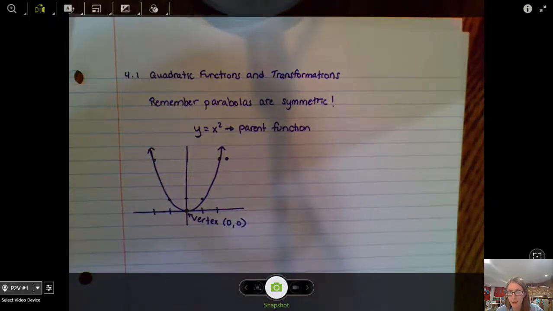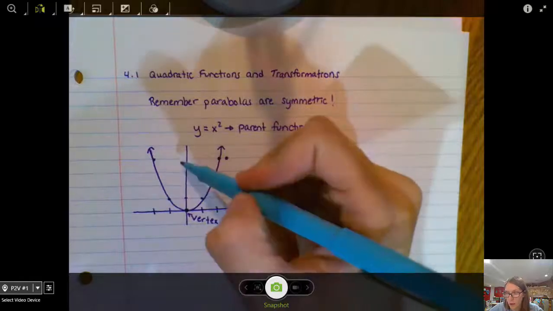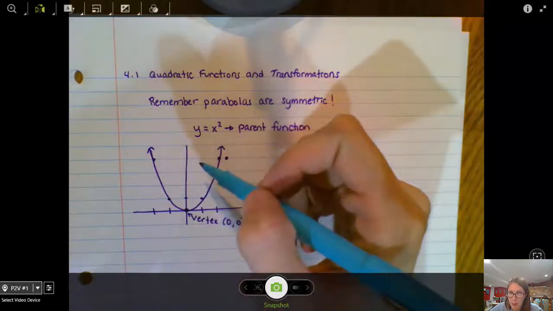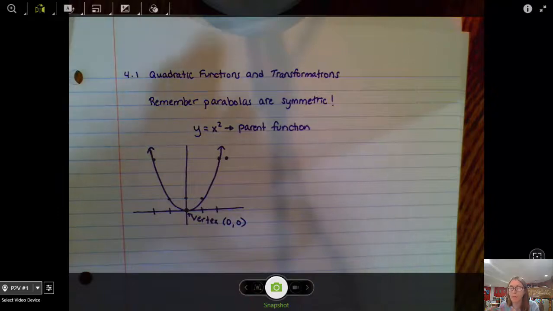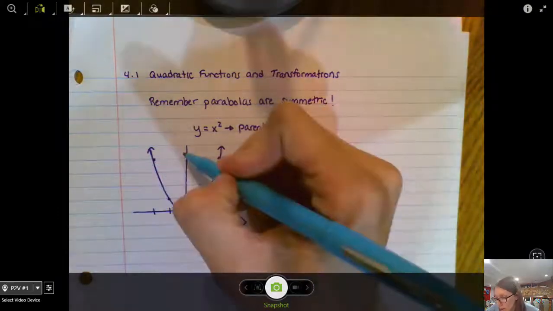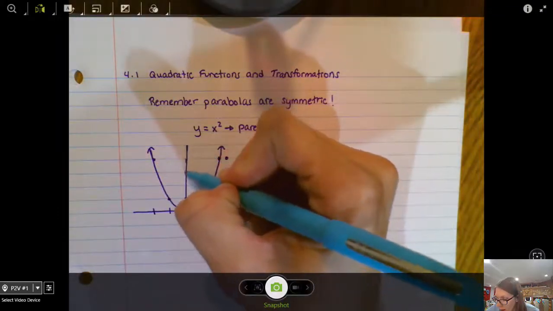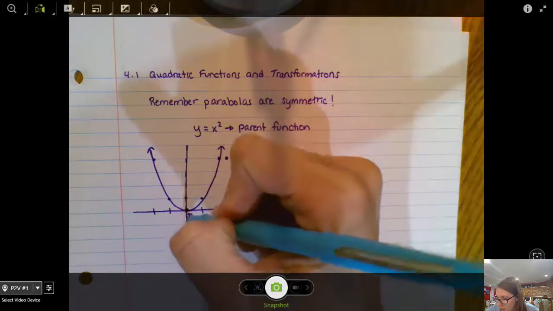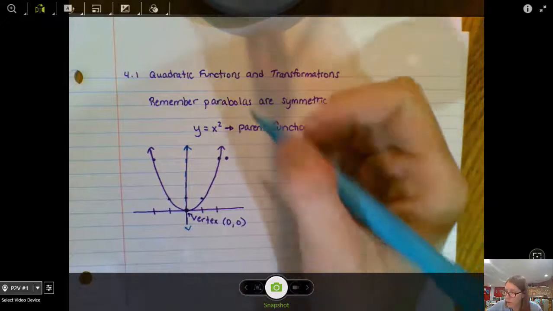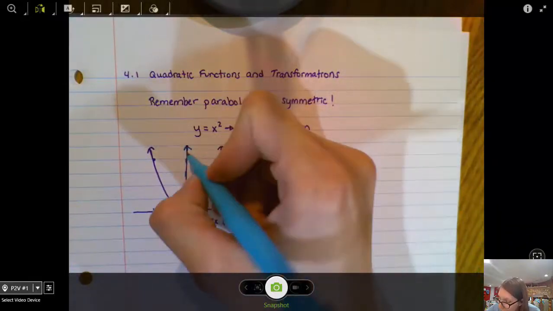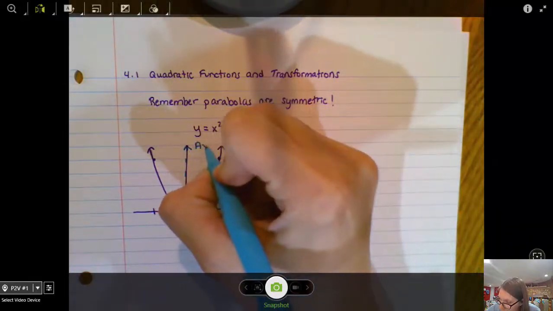And then coming back to the fact that parabolas are symmetric, there's one other thing. If you think about how this parabola is symmetric, how could I fold a paper in half and have both sides be the same? Well, this vertical line right here. You might have heard this called the line of symmetry before. We are going to call this the axis of symmetry.